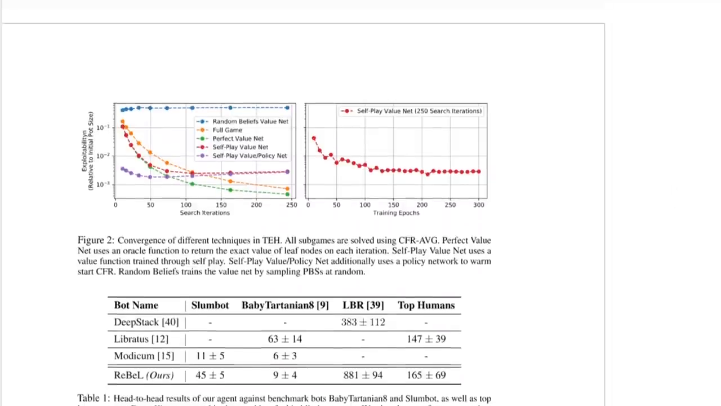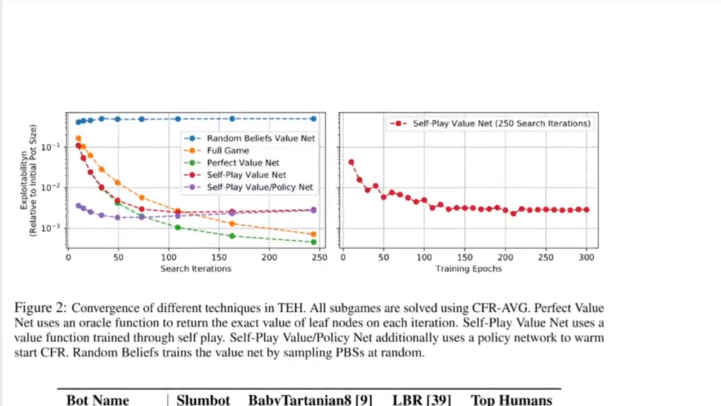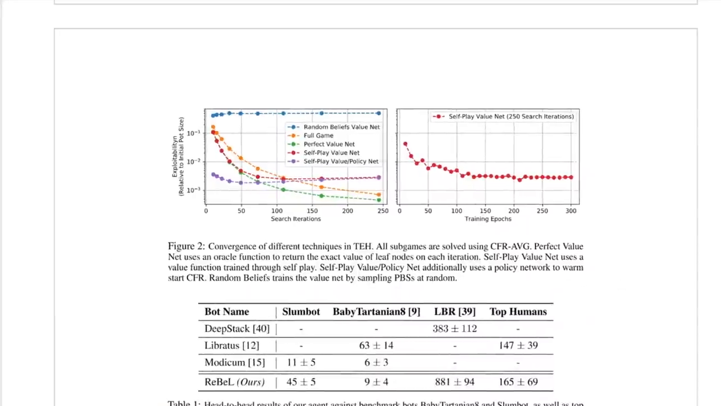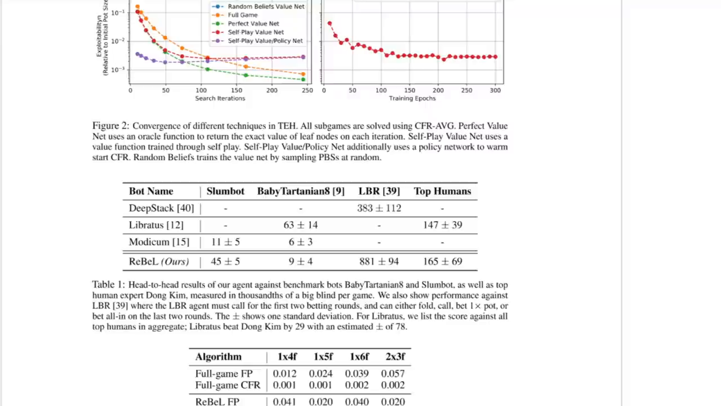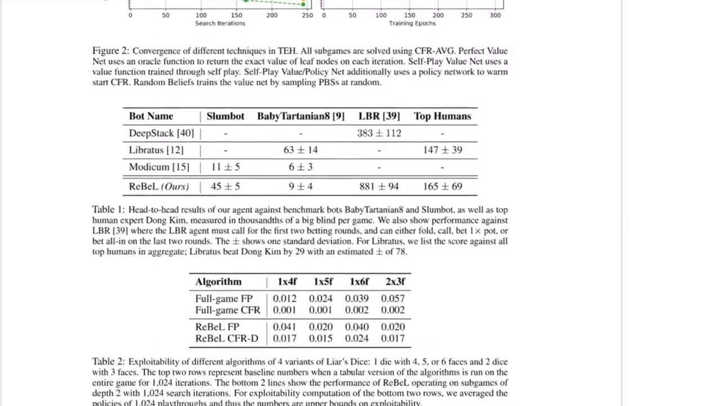They do a bunch of experiments where they say what kind of network they use, if they use the value net or not, if they use self-play or not. And they can also introduce a policy net, I believe, for initializing or searching more effectively. They compare against previous things like DeepStack, Libratus, and so on.